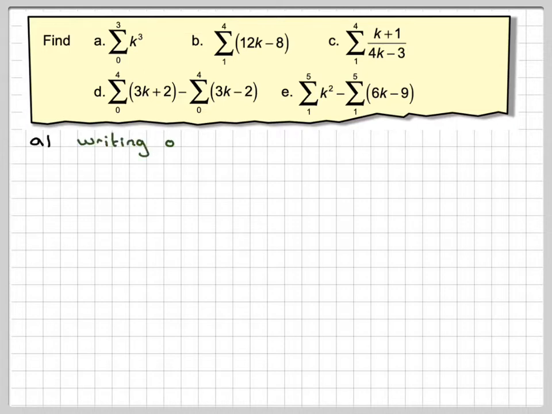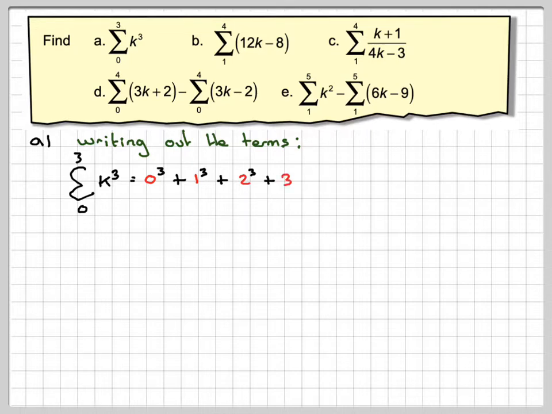Okay, so part A. Writing out the terms is a very good tactic when doing this type of question. So we put 0 cubed, and then the next term will be 1. You go up in integers, 1 cubed, next one will be 2 cubed, and final one will be 3 cubed. Now we stop there because we've got to the top number. But you start here and you end here and you go up in integer values. So that gives you 0 plus 1 plus 8 plus 27, which will give you 36.